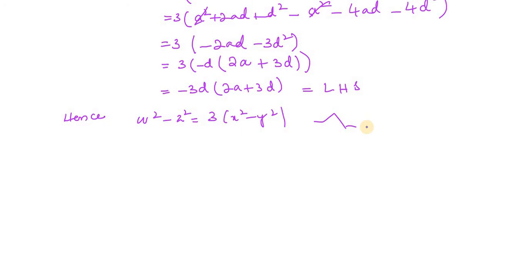Similarly, in question number 14, if B, C, P, Q, R are in arithmetic progression, prove that B plus R is equal to C plus Q and is equal to 2P.